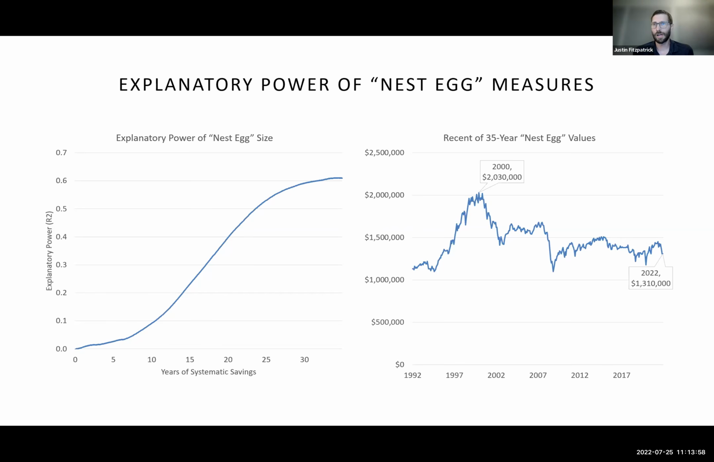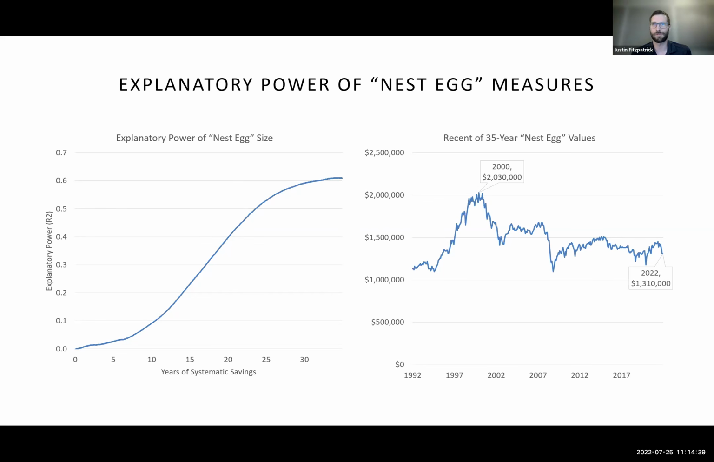withdrawals. Here, unlike CAPE, which appears to be quite elevated, a little less so now, but still compared to history, quite elevated. For nest eggs, we see a little bit more of a middle of the road pattern. So, back in 2000, the nest egg value for 35 years of savings was quite high, I think it was 2.5 standard deviations past the mean. So way out on the high end. More recently, it's still above average.